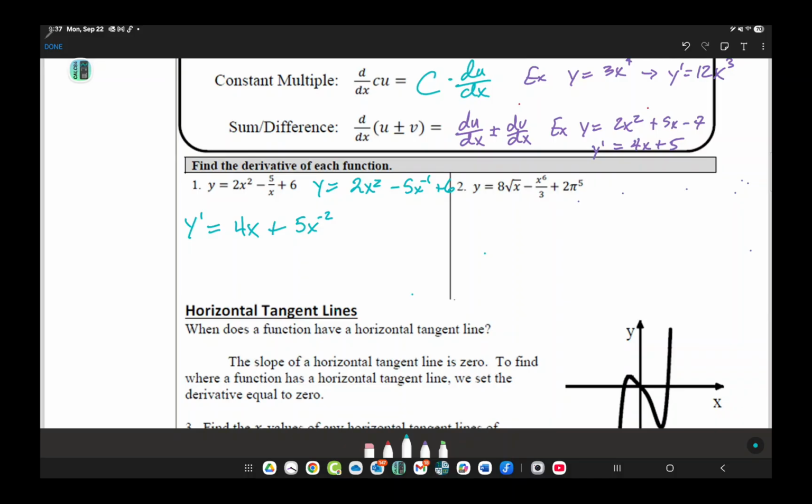So bring down the negative 1 times the negative 5, what is that? Positive 5. When you subtract 1 from negative 1, what do you get? Negative 2. What happens to the 6? It goes away. It's a constant, so it just dropped. You don't write plus 0. So y prime is equal to 4x plus 5 over x squared.